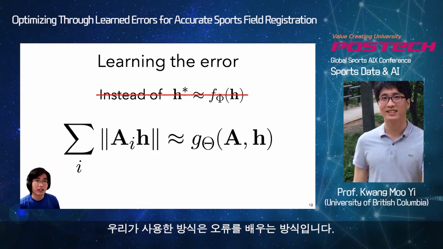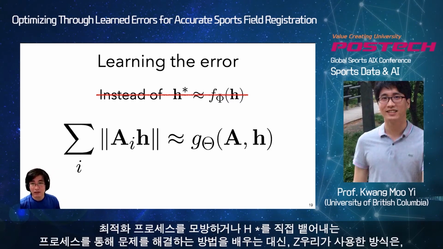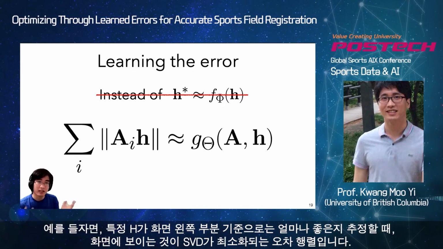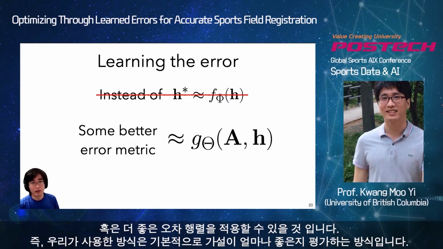What we're going to do is to learn the error. Instead of learning to imitate the optimization process or the solving process, which is directly spitting out H star, we're going to just have a network, let's say, call that G, that takes in our current guess and the input conditions, and then estimates how good we are doing. For example, given a certain H, we're going to say, how good is your H by, for example, the error metric on the left that the SVD was minimizing, or even some other better error metric.